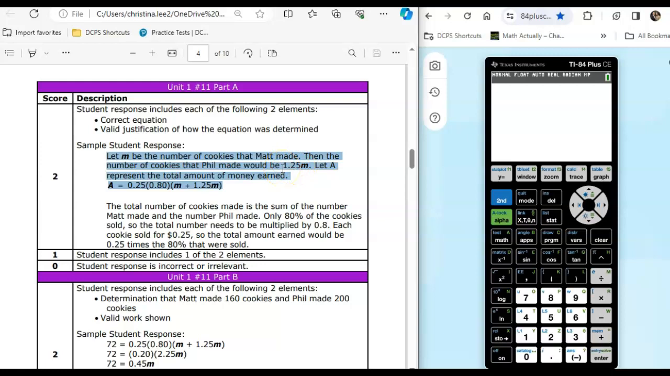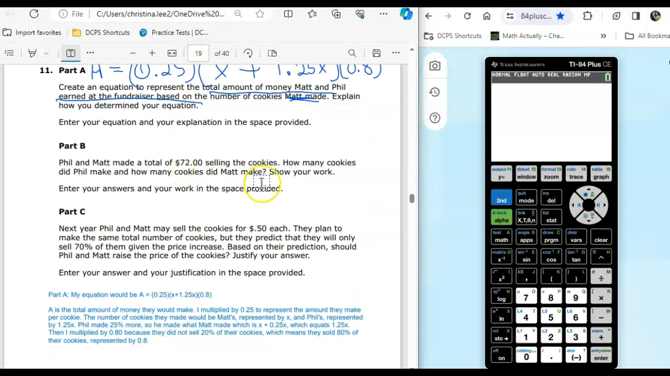What's not super great about this response, and they would have given this a 2, which is the highest score you could get, is that they didn't explain why Phil's would be 1.25 M. In my explanation, I said Phil made 25% more, so he made 1.25 times the number that Matt made. So I would include that. I think that explanation is important. Then they explain 25 cents per cookie, and then 80% of what were sold. Again, naming where you got that 80% is really important, so that's something I would add to that explanation. All right, so let's look at part B.